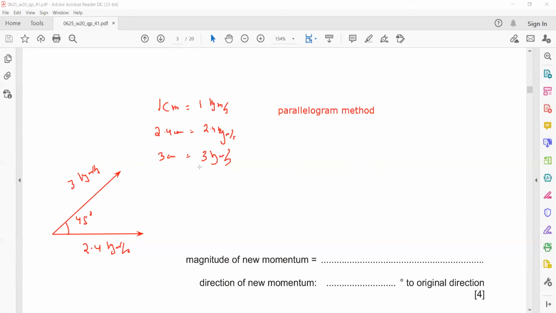First you will select a scale, as I did here, that 1 centimeter is 1 kilogram meter per second. Then you will draw a line of 2.4 centimeter. Then use a protractor, mark 45 degrees, and draw a line of 3 centimeter. Then open the compass, because I need a parallel side. I will open the compass 2.4 centimeter and draw an arc from the other side. Then I will open the compass 3 centimeter and draw an arc. The point where the two arcs intersect, I will join with the starting point. That is a diagonal, and the diagonal in a parallelogram is the resultant of the two vectors.